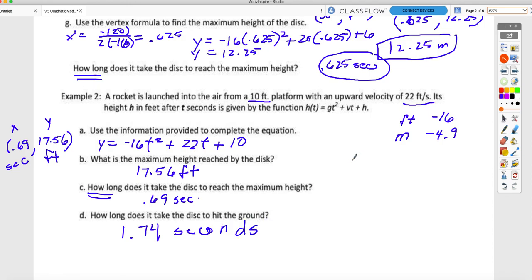So that's the review. You've got to remember about what the vertex means. You've got to remember this about gravity and velocity. And go on to the practice.